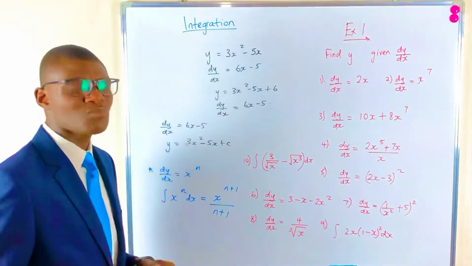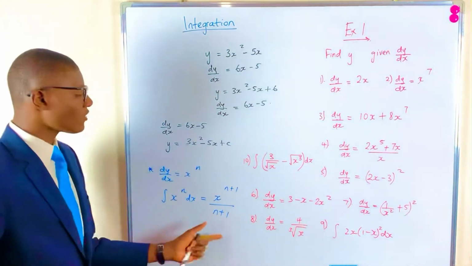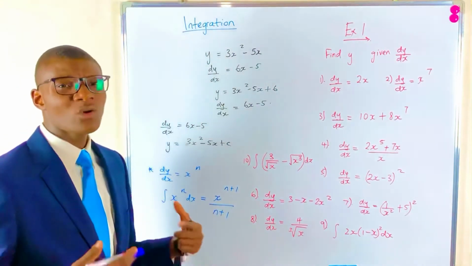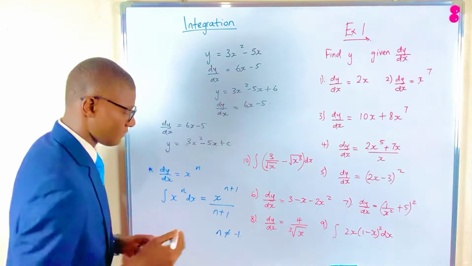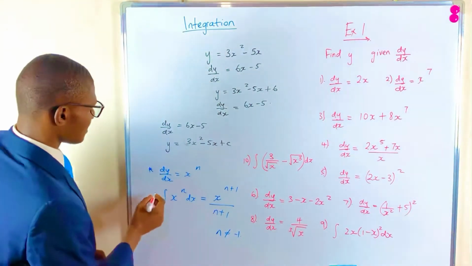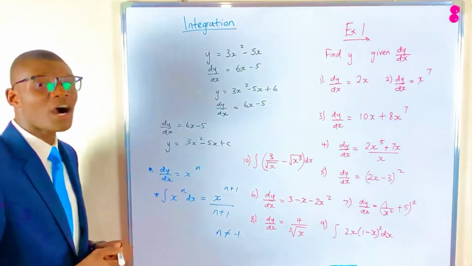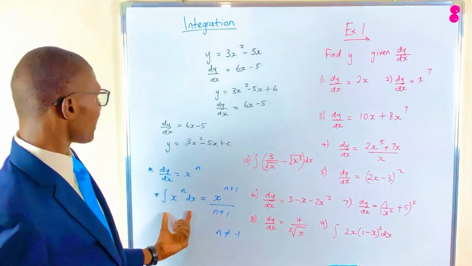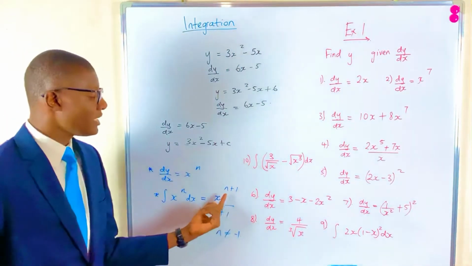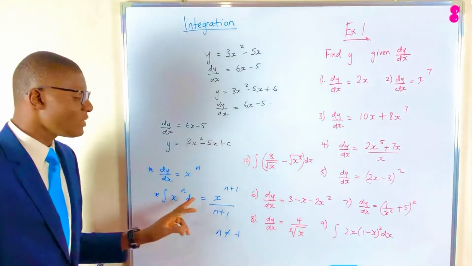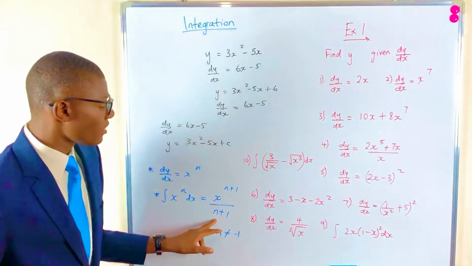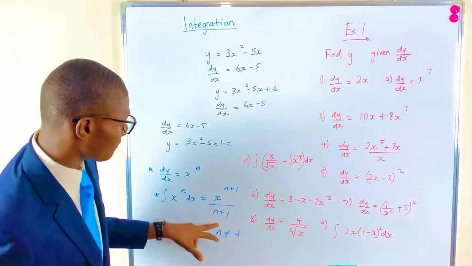N, of course, being the power, and now this is only valid when n is not equal to minus 1, right? So this is the general form of how we find the integral of x to the power of n. We simply say x to the power of n plus 1, we add 1 to the power, then we divide by the power plus 1, right?